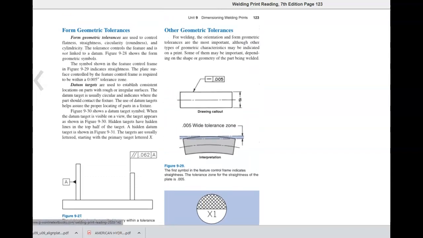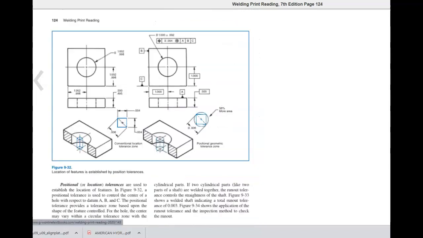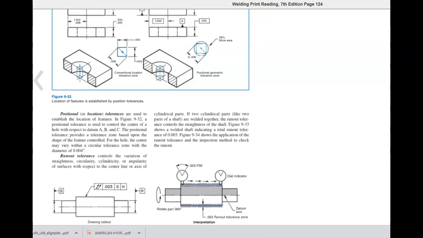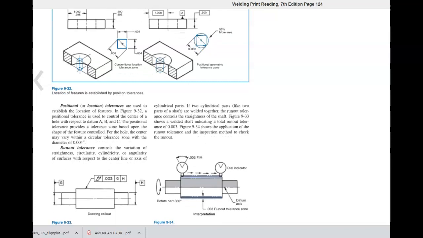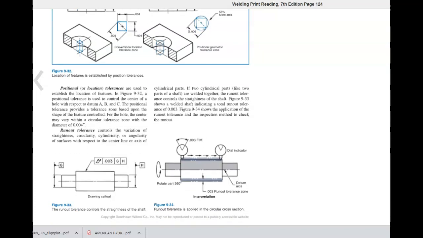Other geometric tolerances. For welding, the orientation and form geometric tolerances are the most important. Although other types of geometric characteristics may be indicated on a print, some of them may be important depending on the shape or geometry of the part being welded. Positional or location tolerances are used to establish the location of features.